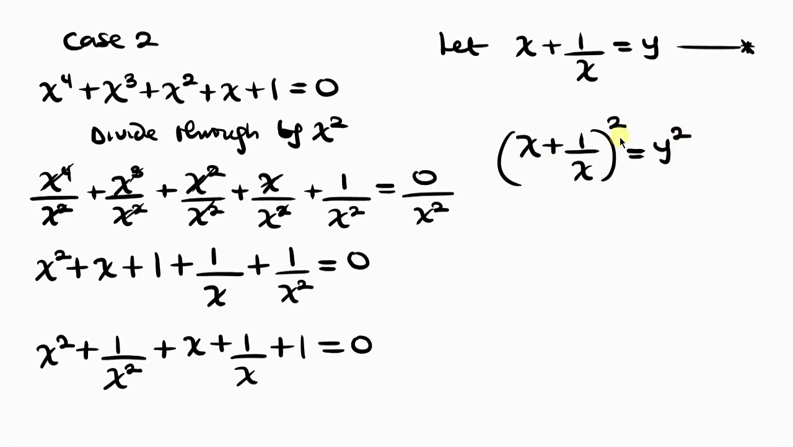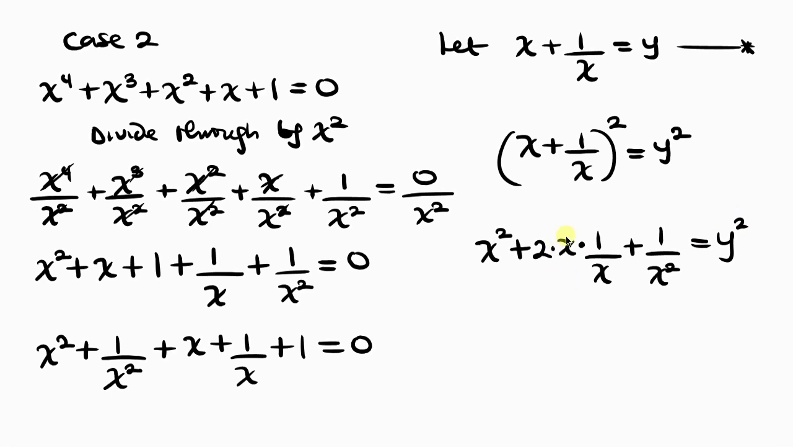Now let's expand. This becomes x squared plus 2 times x times 1 over x, and then plus, now 1 over x all squared is 1 over x squared. And this is equal to y squared.